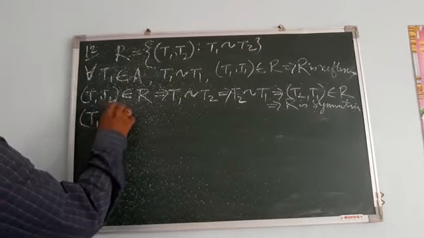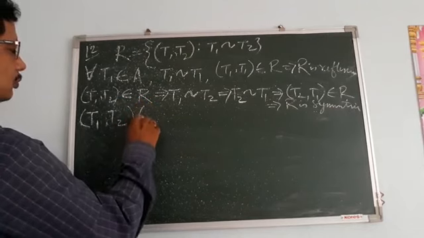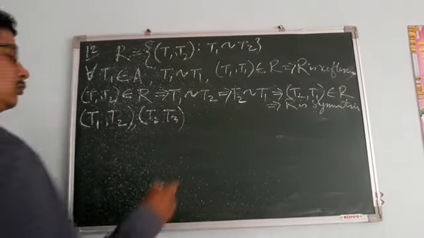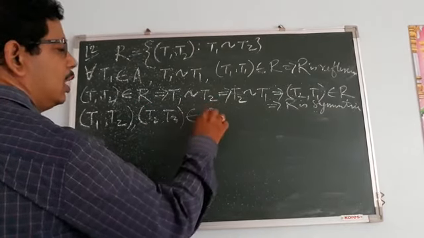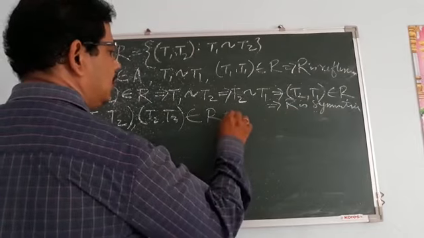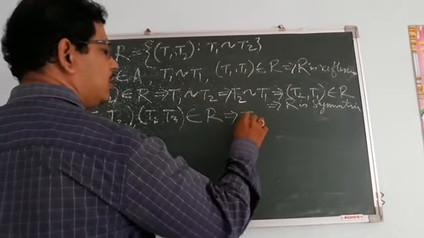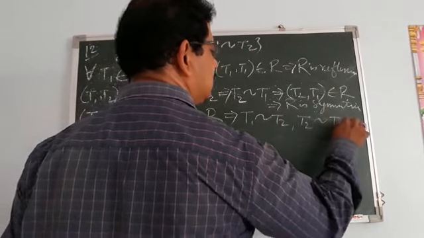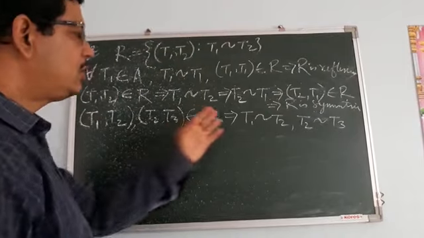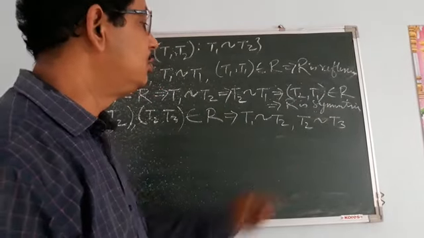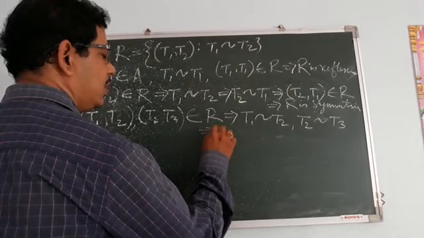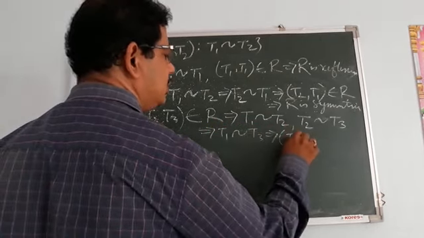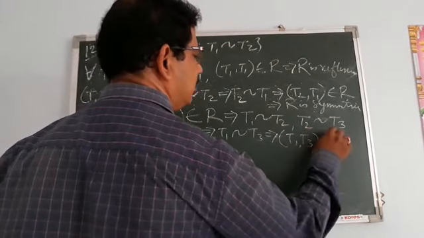T1, T2, T2, T3 belong to R, implies what? T1 is similar to T2, T2 is similar to T3. One triangle is similar with one, this one is similar with this. So easily we can say T1 is similar to T3, implies (T1, T3) belongs to R.